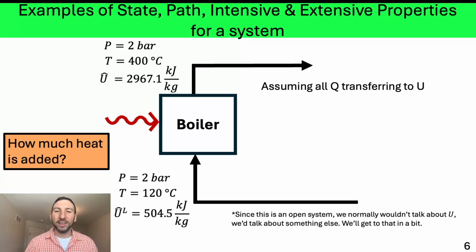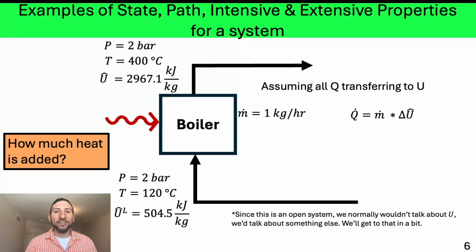It'll be sufficient. So for this situation, we're going to assume all the Q coming in is going to become internal energy. So what we can say is that Q, and I'm going to use Q dot to indicate that we are on a per time basis, because this is an open system, is going to equal our mass flow rate, so this is the mass that's moving through our system, times the change in specific internal energy. Now, in this case, we are going to need a mass, which is an extensive property, and that's going to allow us to then calculate our heat, which is another extensive property because it's dependent on how much mass and material we have in our system.